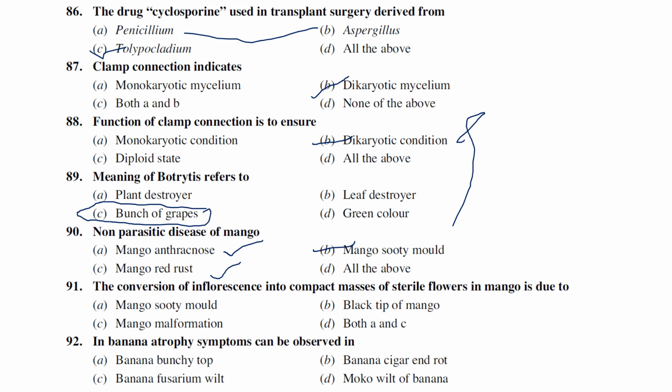The conversion of inflorescence into compact masses of sterile flowers in mango is known as. So flowers are converted into sterile masses, right? Sooty mold, black tip of mango, mango malformation. Yes, mango malformation, where the inflorescence is converted into compact masses, or I would say the inflorescence is not properly developed, that we can observe in mango malformation.